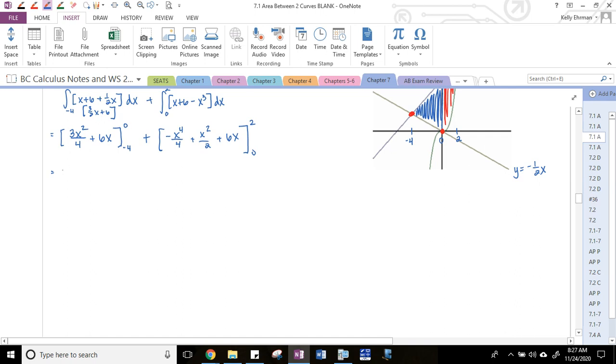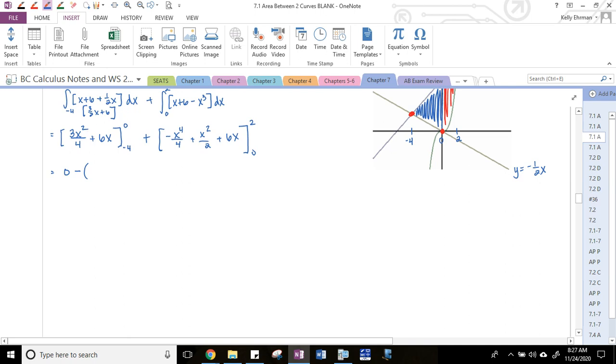So when I plug in 0, I always write this down. When I plug in 0, I get 0. The reason I write that down is because I'm subtracting 0 minus whatever I get when I plug in -4. It's an easy detail to miss, and then it'll throw your answer off.